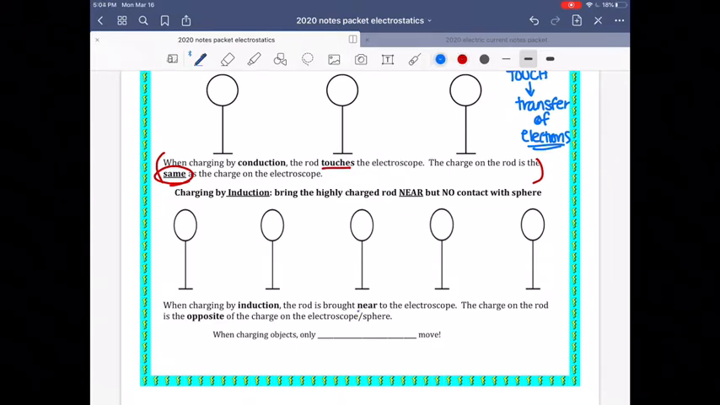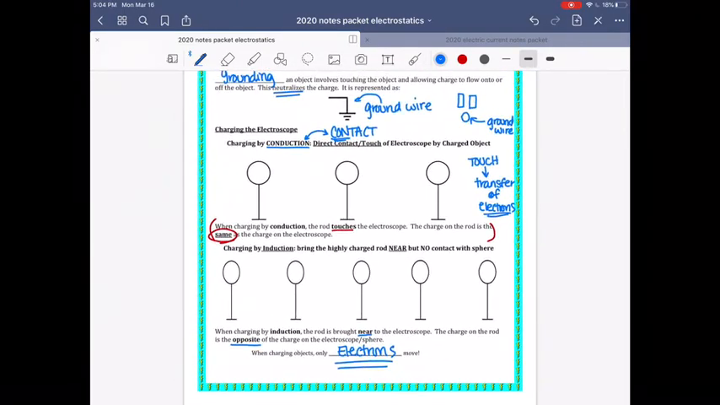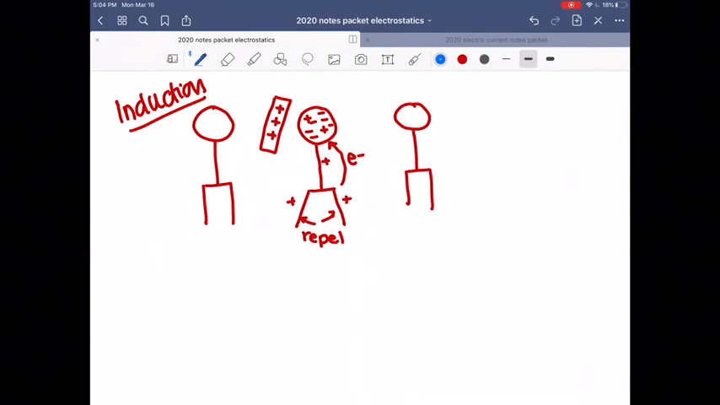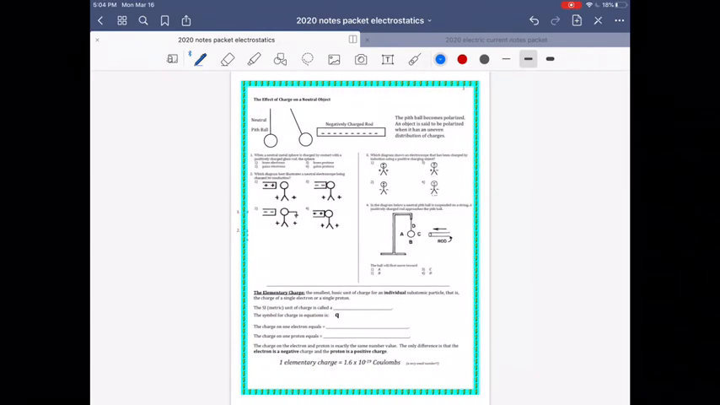When charging by induction, the rod is brought near to the electroscope. The charge on the rod is opposite to the charge on the electroscope sphere. So we're talking about the top, that knob piece, okay? But look what it says again here on the bottom. Very important piece of information. When charging objects, only electrons move. Okay, we're never talking about the positives moving up and down. We're only ever talking about the electrons moving up and down. And that's what I went over in the two pictures. Only net movement of electrons, never protons.